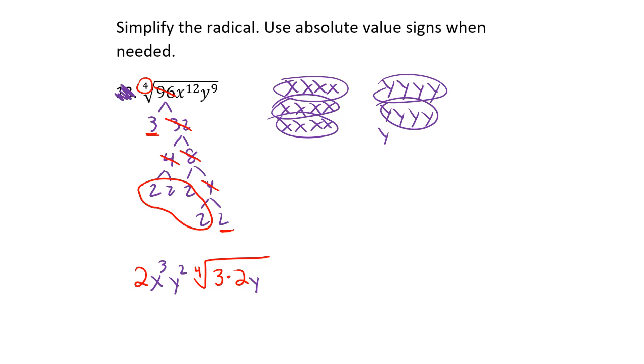All right, we're going to clean up the problem. We have 2x to the 3rd, y to the 2nd, 4th root, 6y. Now we do have an even index. The index is 4, and we have a variable with an odd exponent, so we're going to need absolute value signs on it.